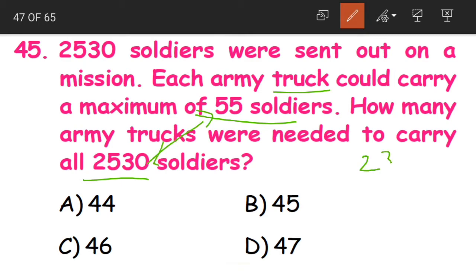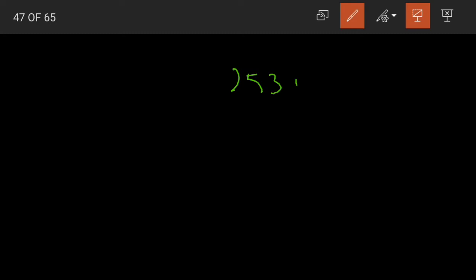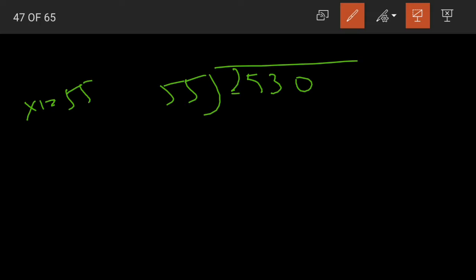Or else, suppose you get confused whether to multiply or to divide, if you look at the options, children, all the options are 2-digit numbers. See, if you multiply this 4-digit number and a 2-digit number, will the answer be a 2-digit number? No, it will be a bigger number. Yes, so it is not multiplication, it is division. What should we do? 2530 divided by 55. 55 ones are 55. We know that. 55 twos are how much?